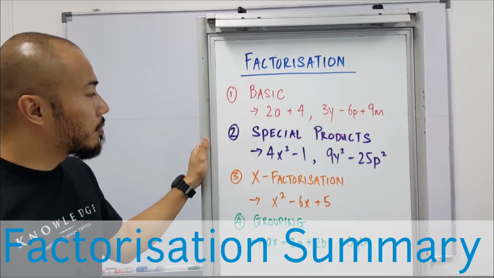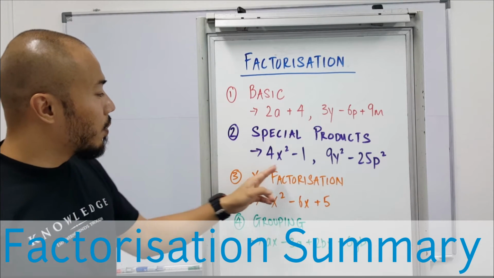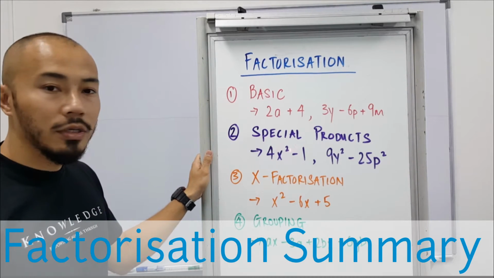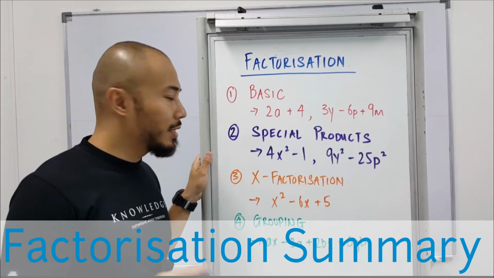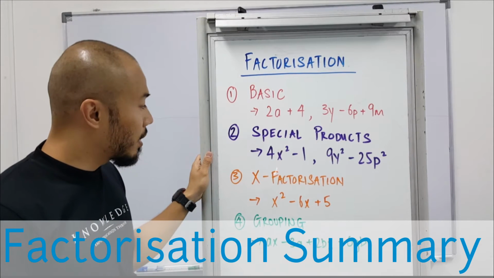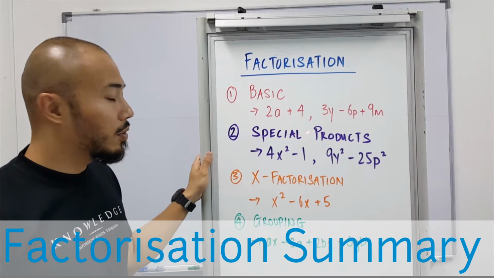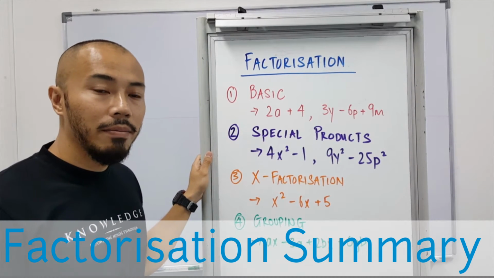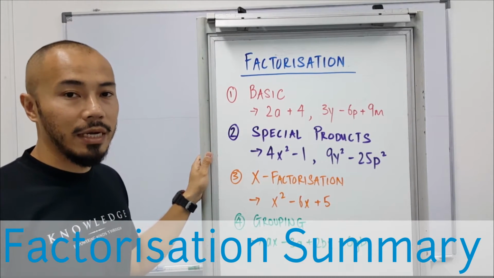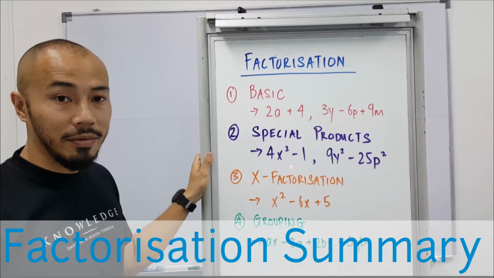Second type is special products, and this is called number 2, which is given the number 2 because when you see two terms, you will need to remember your special products. And also the feature is this: when you see special numbers 4, 1, 9 and 25, as well as squares here, you must be reminded of your special products because they can be factorized in the form of a square minus b square. Okay, so a square minus b square is equal to a plus b and a minus b. So I hope you can still recall how to factorize these two kinds of expression.